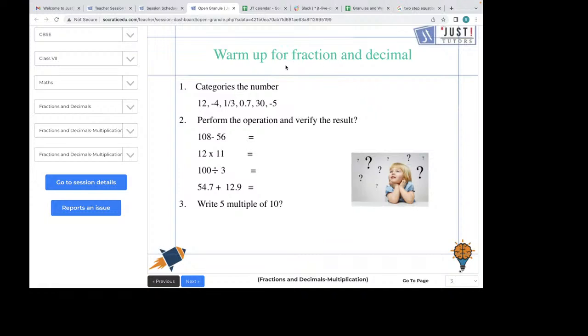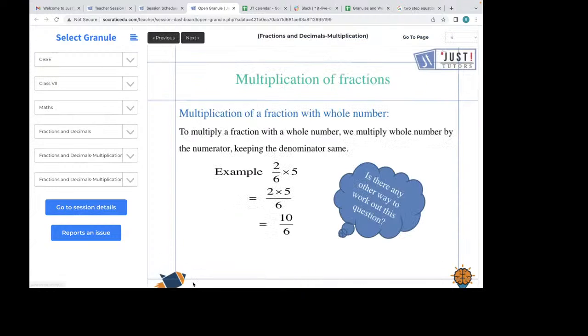So we will just be understanding the multiplication and division of fraction only. We will do decimal in our next session. Okay, so first one is multiplication of fractions. So multiplication of a fraction with whole number first. You can multiply the fraction by a whole number, or you can simply multiply two fractions. So first we will be understanding the multiplication of a fraction with a whole number.